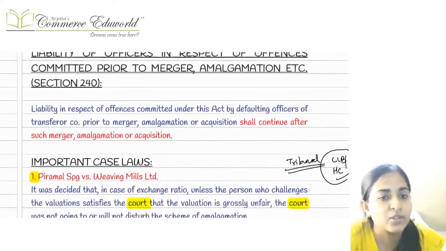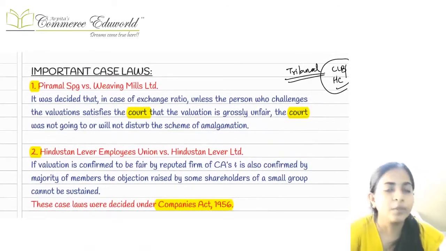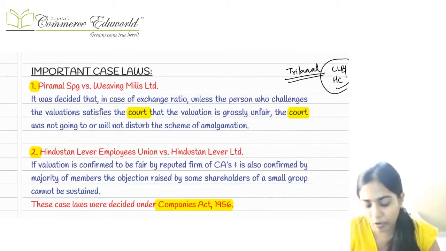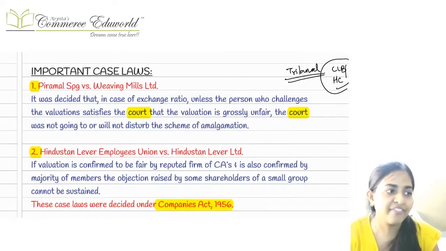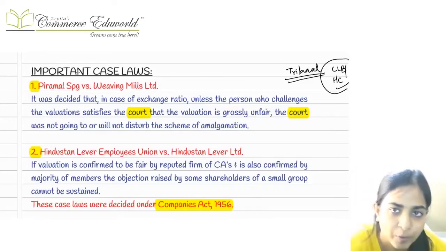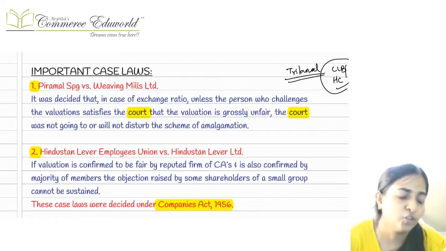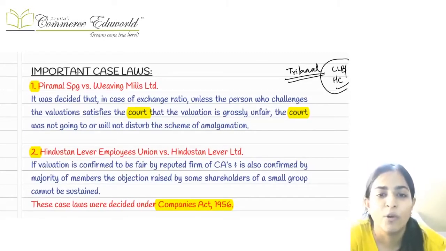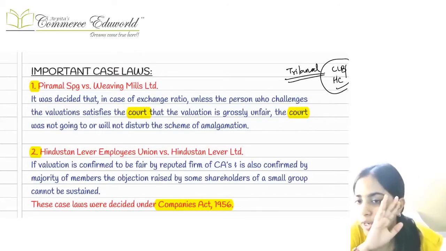Their liability is going to be an ongoing liability. And the two case laws here from the old law: the first one was decided under the Companies Act 1956, that whenever you want to raise any objection regarding the exchange ratio, then only if you have a good reason for raising an objection do you raise it before the court, otherwise the court is not going to consider it.